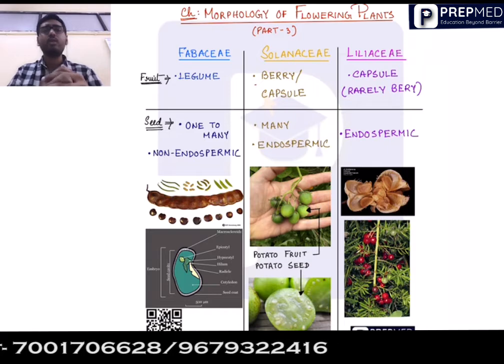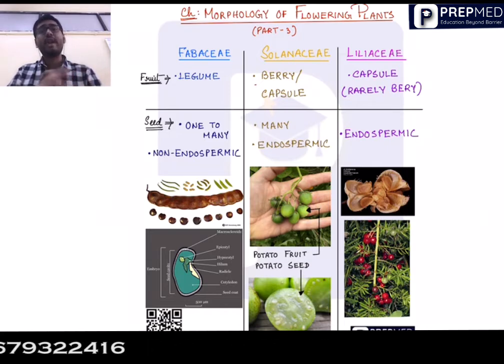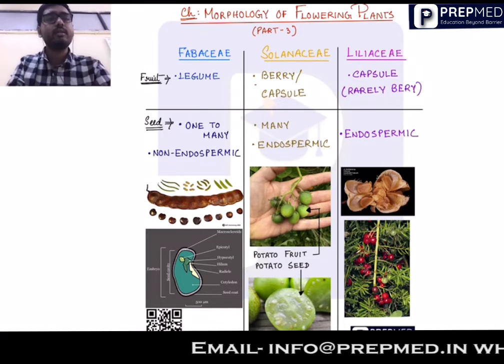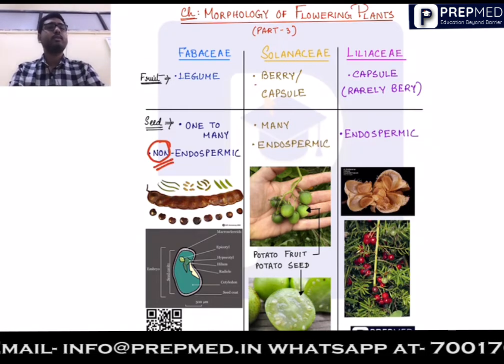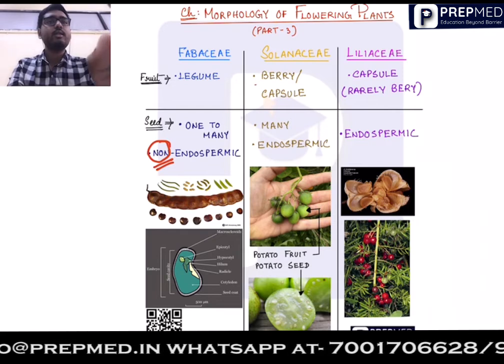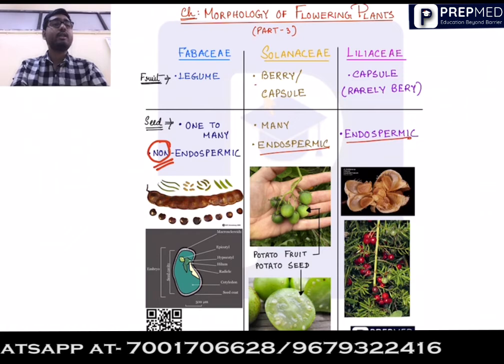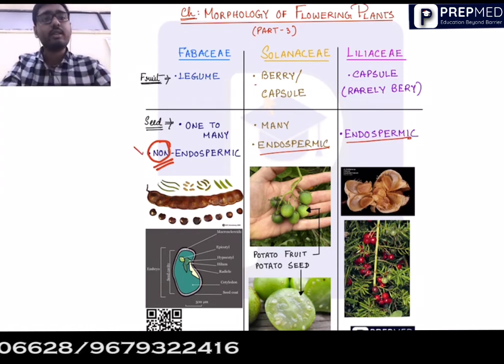This is how it's differentiated, and non-endospermic seeds are also called ex-albuminous seeds. So here, which one is the ex-albuminous seed? You can see clearly that it's Fabaceae, non-endospermic. Others are endospermic. Both Solanaceae and Liliaceae are endospermic. Fabaceae is non-endospermic, so you can clearly understand this one is important.